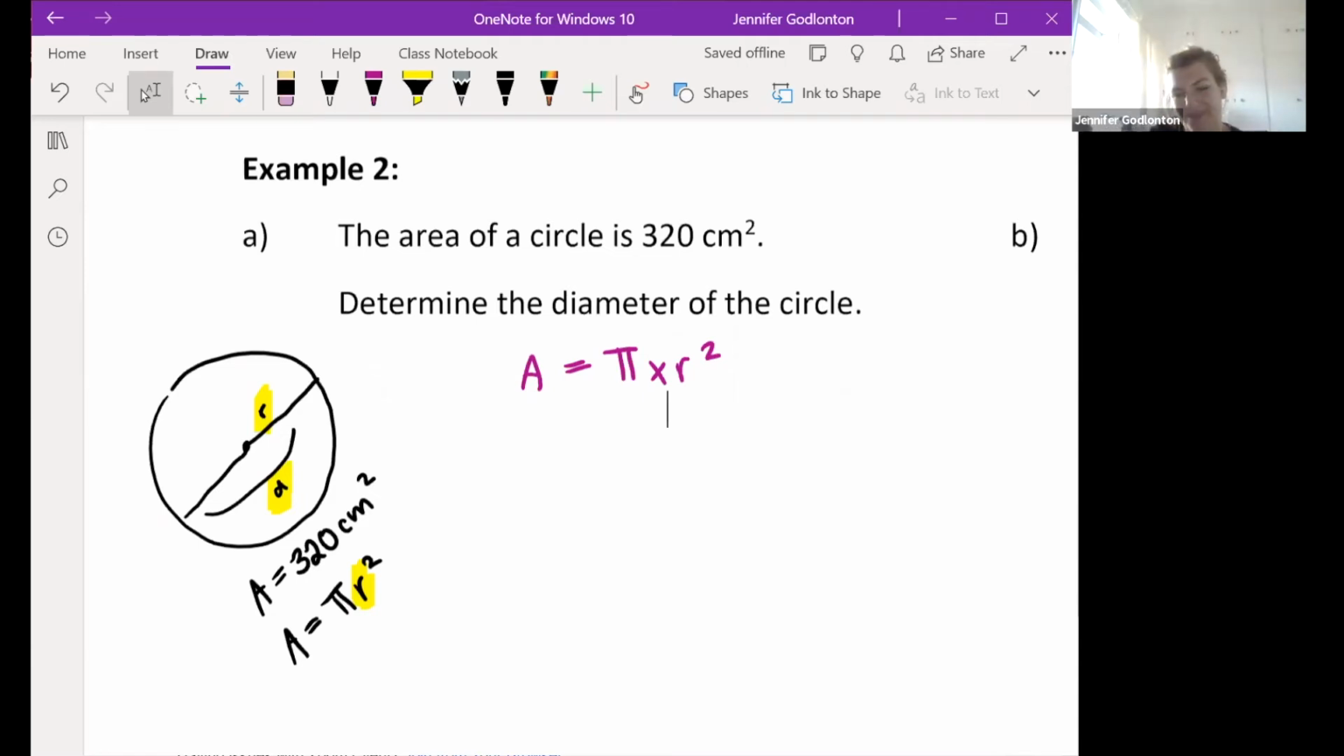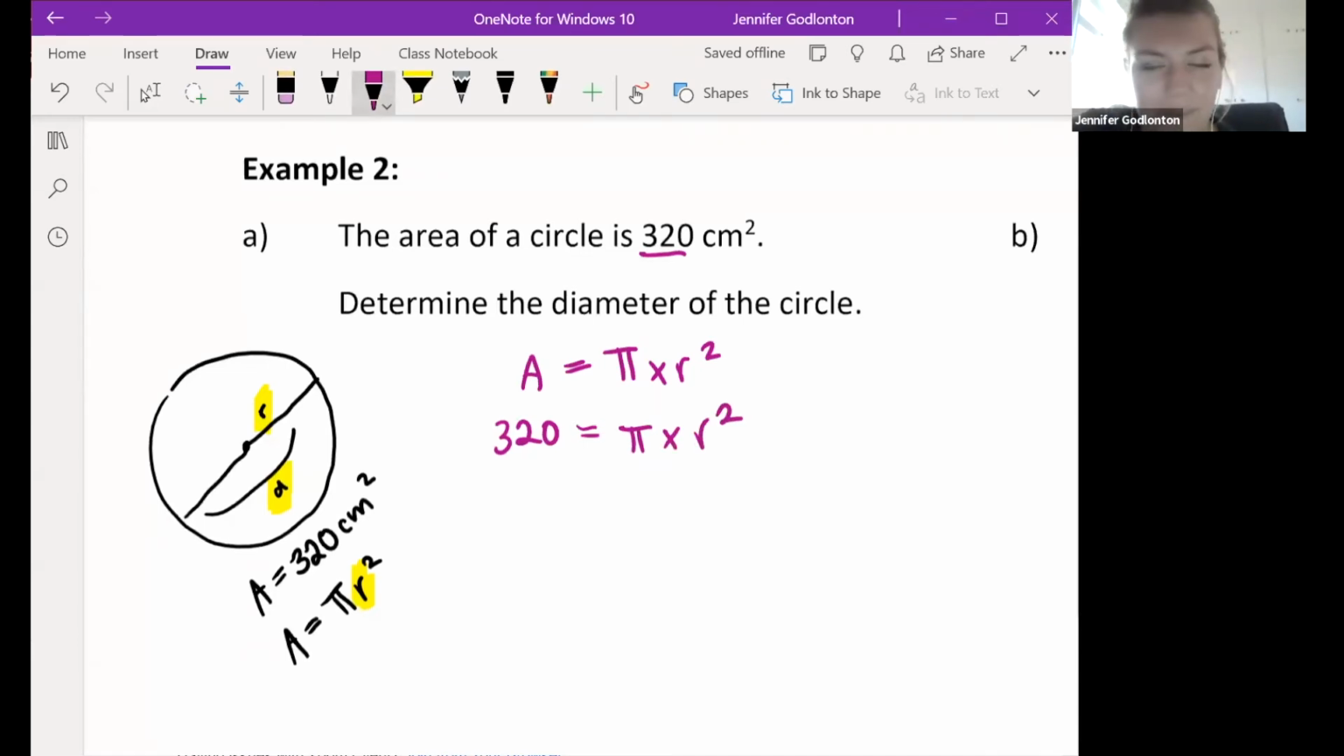Okay. Let's go through this. We are wanting to fill in the information that we know. So our area is 320, so we're going to put that there. Our area, 320, is equal to pi times radius squared. We are trying to find our radius. So the first thing we're going to do is divide by pi.